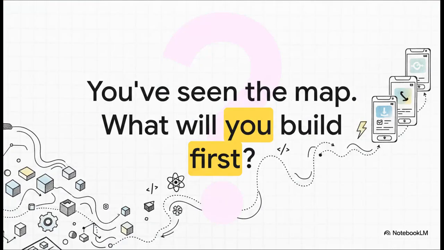So there you have it. The path from that brilliant idea in your head to a real app in the App Store is hopefully a lot clearer now. You've seen the map from the first little building block all the way to a finished product. So I guess there's really only one question left. What are you going to build first?